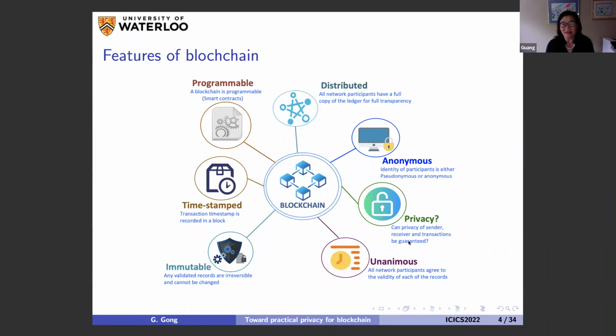Okay, the last one is anonymous consensus. When you put a block, each miner has to agree on something, so everyone has to agree. That's why it's like anonymous voting.